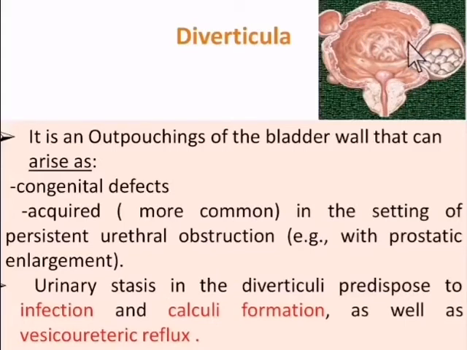It arises as number 1 as a congenital defect, or it can arise as acquired disease, which is more common, usually in the setting of persistent urethral obstruction, whatever the reason. Benign prostatic enlargement, prostatic cancer, and female cervical cancer.